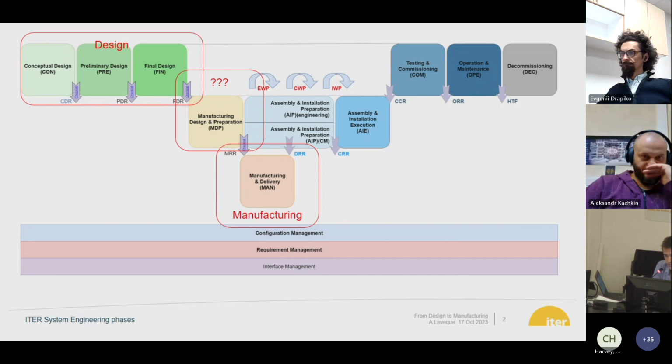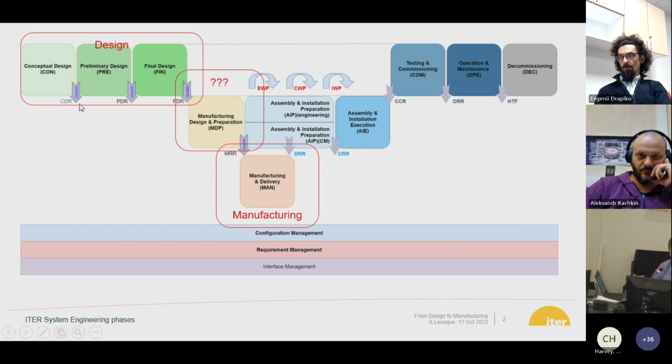I will start by showing the overall system engineering phases of ITER. This is applicable for any system from ITER. It's not only INC. Each ITER system should follow this approach.